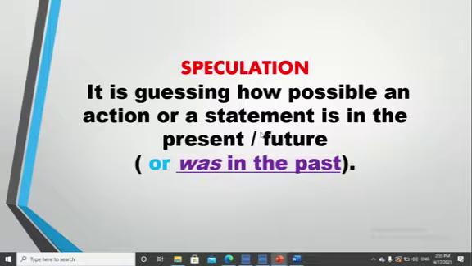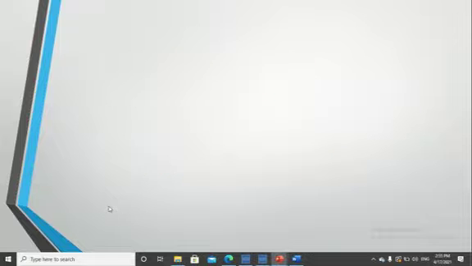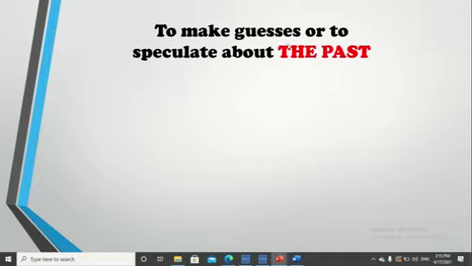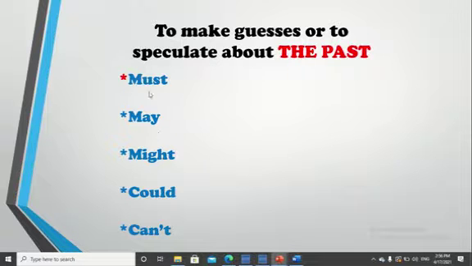What is a speculation? So what is the meaning of speculation? What's the function of these modals? It's guessing how possible an action or a statement is in the present, future, or was in the past. So we use these modals to say how possible something is. So to make guesses or to speculate about the past, namely the past tense. Today we are talking about the past tense. So we have these modals: must, may, might, could, and can't.